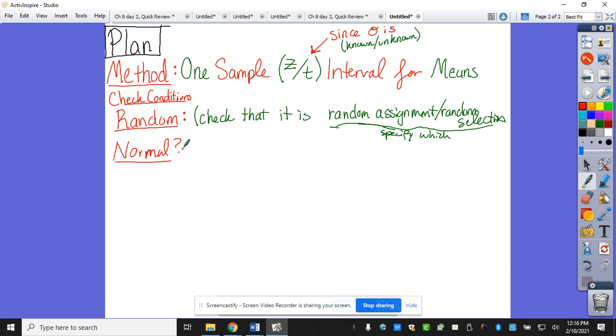So normal is still there. And some people write it at the bottom and some people write it at the top, and I don't care which way you do it, but we always have how we can use the normal approximation.